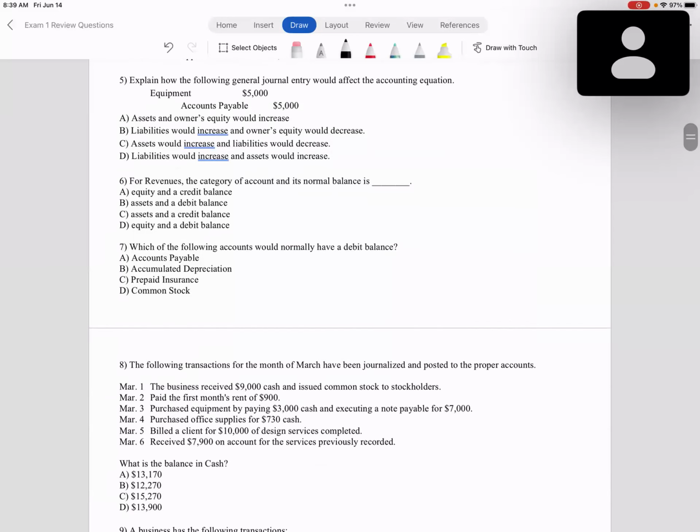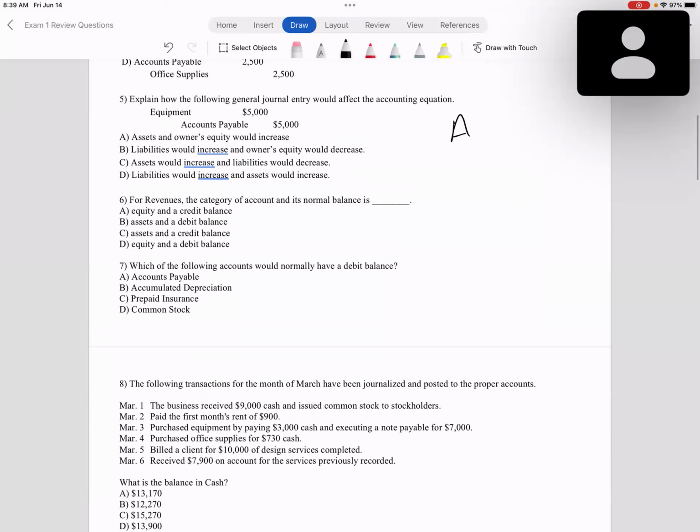Explain how the following journal entry would affect the accounting equation. Okay, so equipment is being debited. Okay, equipment is an asset account. So when we debit that account, it goes up. And then accounts payable, remember that's a liability account, and we're crediting it, so it's going up also. And so our assets are going up, and our liabilities are also. Assets would increase, and oop, that's not right. Liabilities would increase. There we go, and assets would increase. So D's the correct answer.